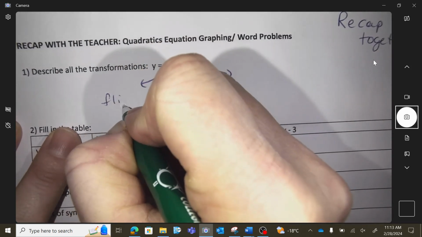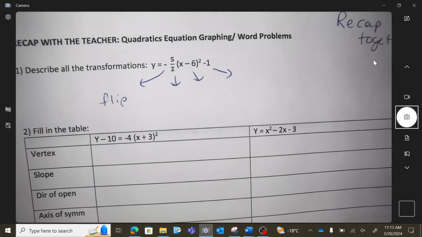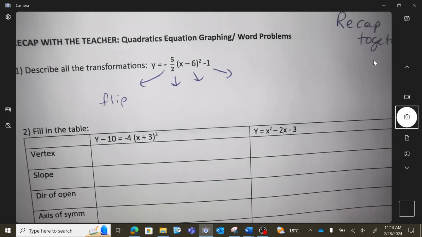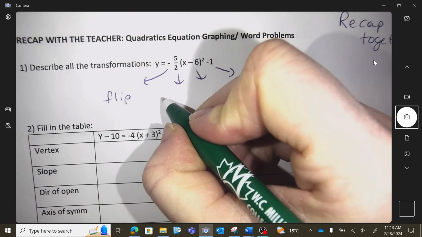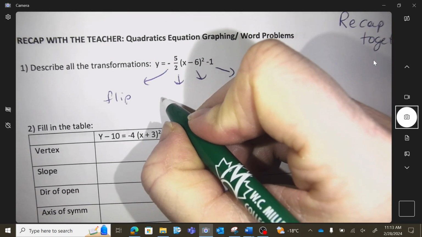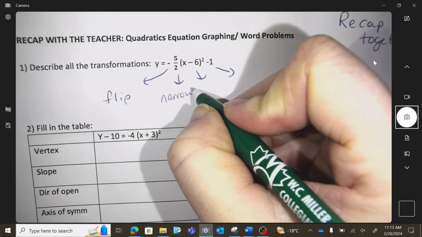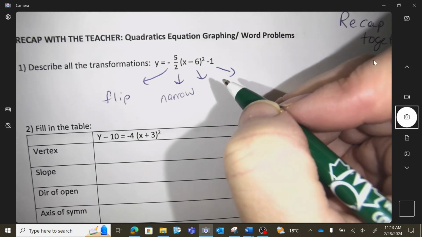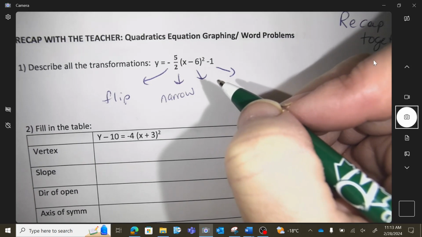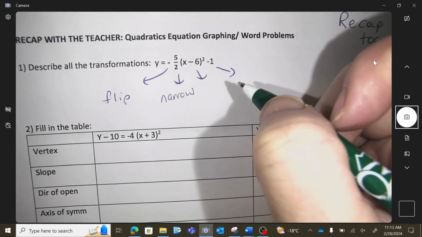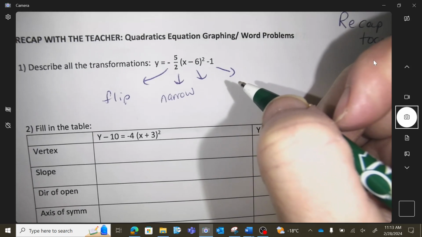There's a flip. The multiplier number is 5 divided by 2. So what is it? Is it going to go narrow or wide? Narrow or wide? Narrow, because it is greater than 1. I tried to trick you because I put a fraction there, but that fraction is bigger than 1.